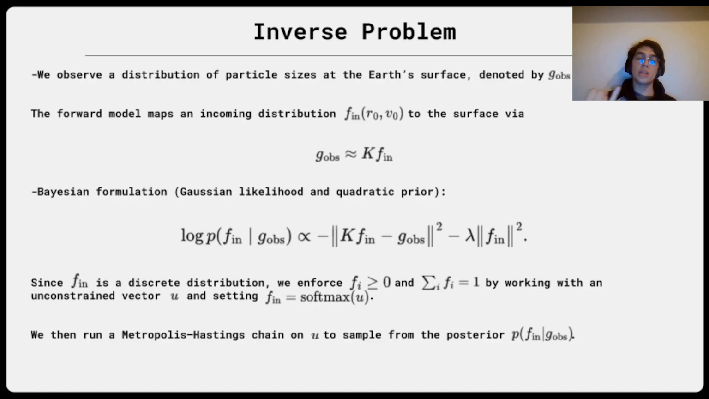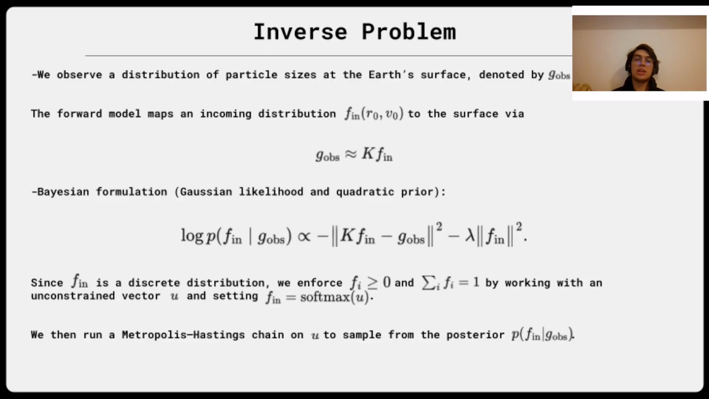For this algorithm, we need a likelihood, namely the distribution of our data given a certain set of parameters, and a prior for our parameters, that is just the probability of getting a certain pair of parameters. We use a Gaussian likelihood and a quadratic prior, and we get that the logarithm of the probability of the parameters given the data is proportional to the difference between the observations and the output of the parameters in our model, minus a regularization term. To ensure that what we get is a distribution, we use the softmax function.